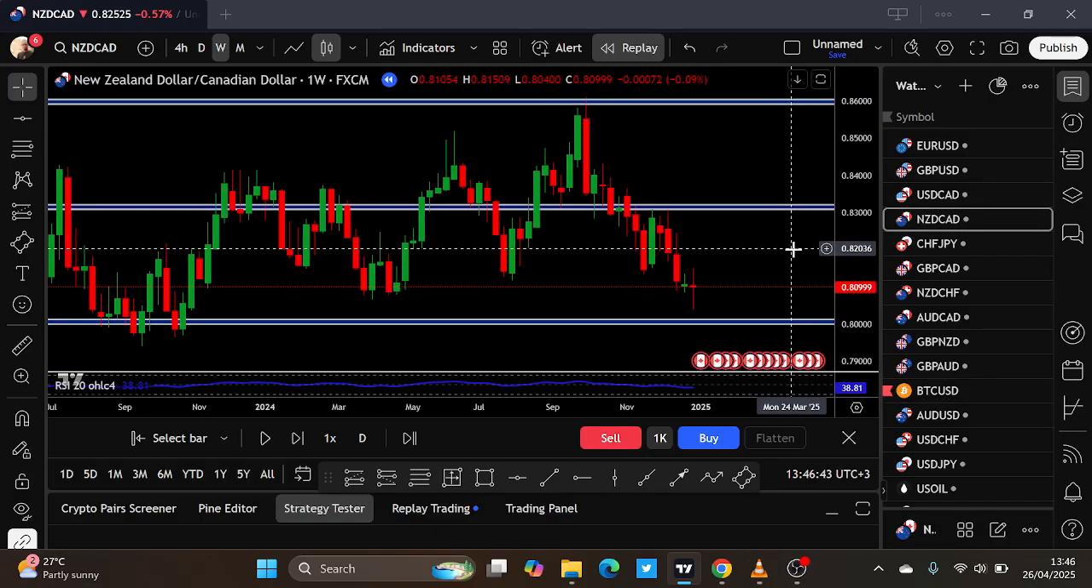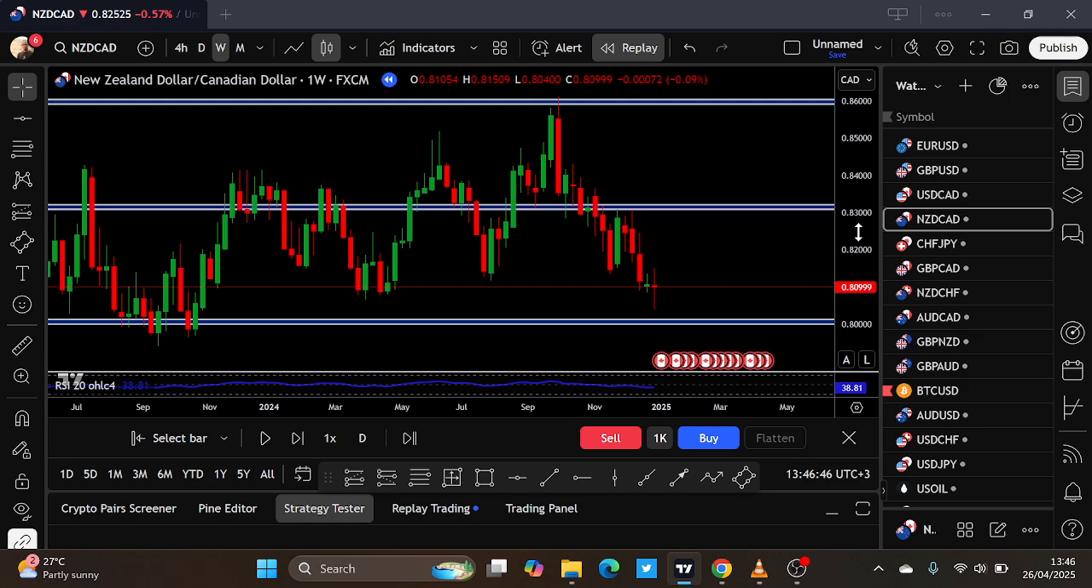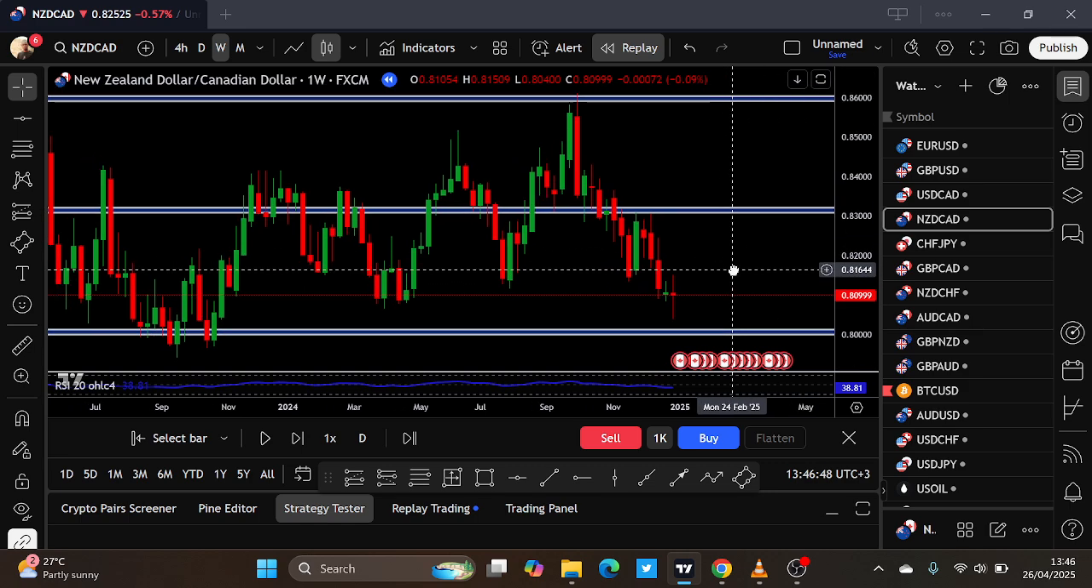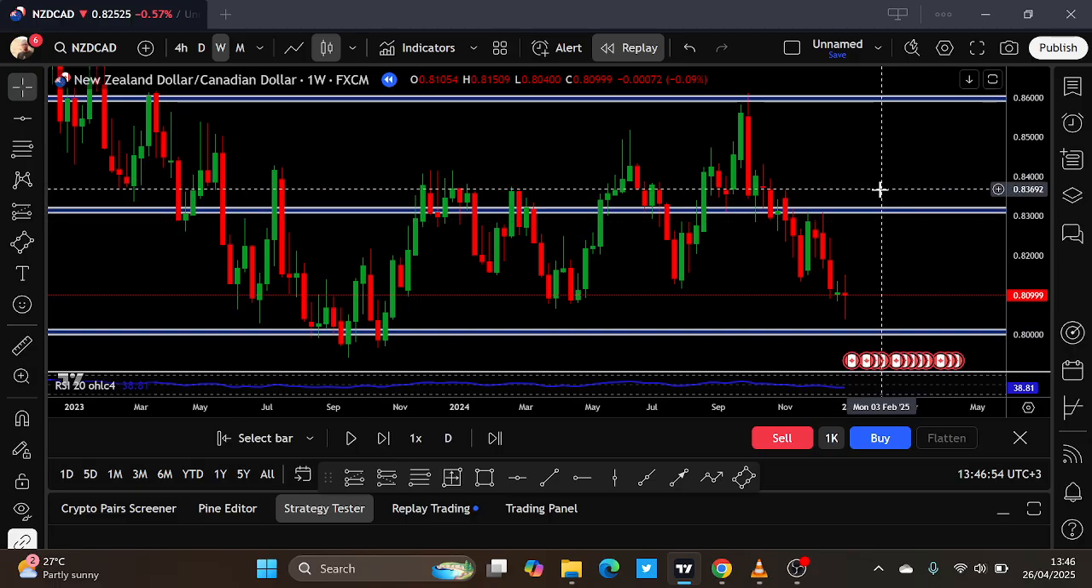Now on the screen we have NZDCAD. Why did I choose NZDCAD? It's because I wanted to show you that this strategy works on all the assets that you would choose to trade. I know some people would want to trade only the majors, which is okay because it is a good thing to do, especially if you're a beginner.